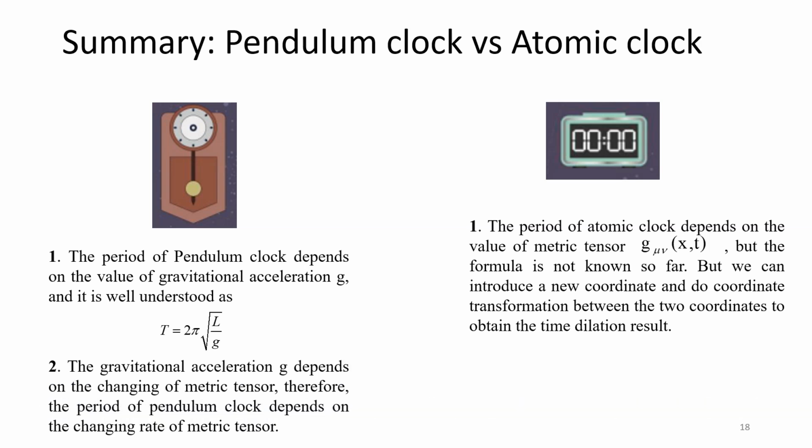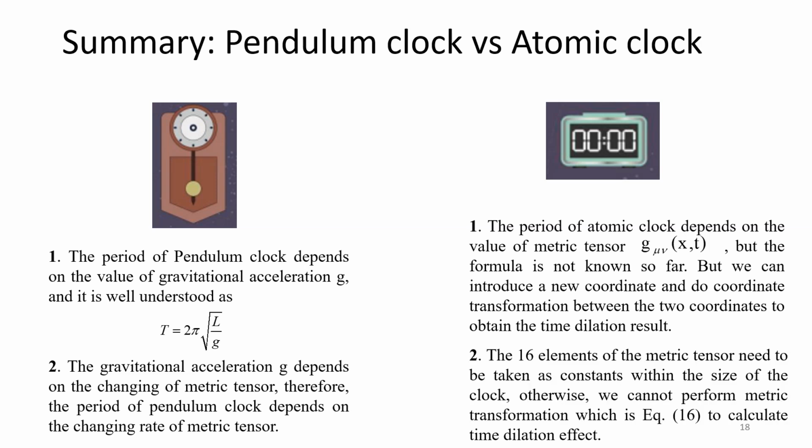The gravitational acceleration g depends on the changing of the metric tensor. Therefore, the period of a pendulum clock depends on the changing rate of the metric tensor. The 16 elements of the metric tensor need to be taken as constant within the size of the clock. Otherwise, we cannot perform the metric transformation, which is equation 16, to calculate the time dilation effect inside of the atomic clock.